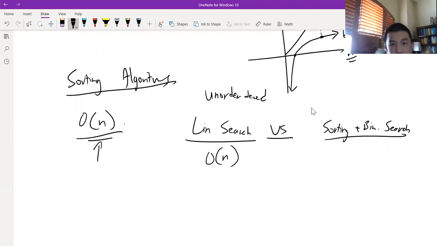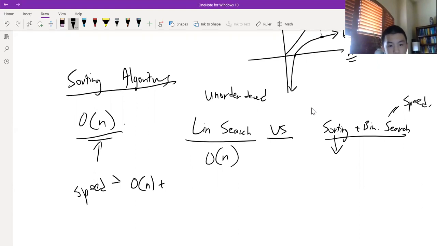But if we're sorting, we have a speed from sorting. So sorting speed we know is at least some speed larger than O of n. Let's say the speed is just the English word speed. Speed is going to be greater than O of n plus binary search, which remember takes O of log n. Because n grows faster, as before, we only look at the largest possible term in our expression. So this is just going to be O of n.